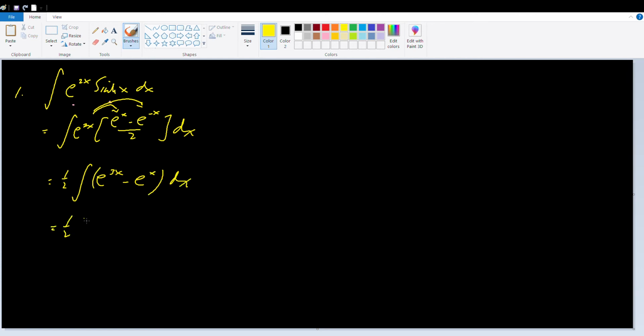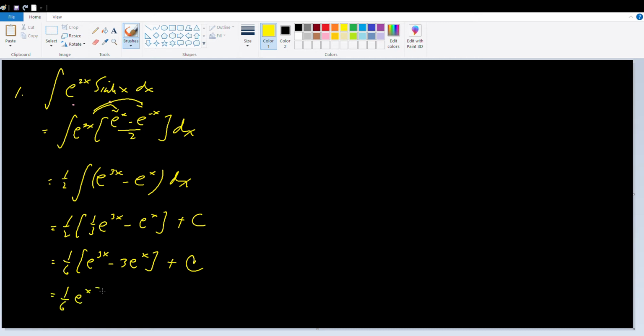We integrate this now, e to the 3x dx, which is 1/3 e to the 3x, and e to the x dx is e to the x plus c. We can simplify this by writing 1 over 6 times the quantity e to the 3x minus 3 e to the x, plus c. Another way of writing the final answer is 1 over 6 e to the x times the quantity e to the 2x minus 3, plus c. Okay?